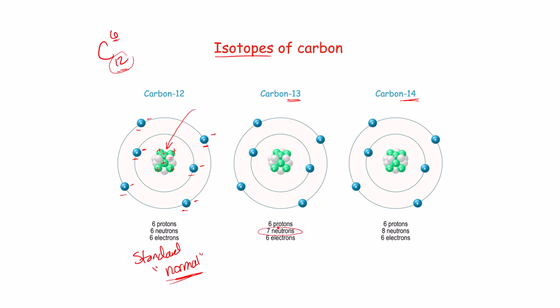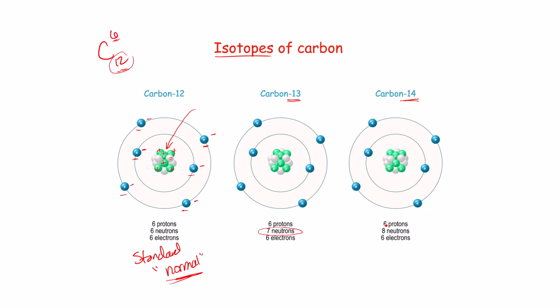And you can see that carbon-13 contains 6 protons just like the carbon-12 did, but it has 7 neutrons instead of the 6 neutrons that the standard version of carbon had. And so therefore carbon-13 would be an isotope of carbon. Carbon-14, again, is an isotope of carbon.